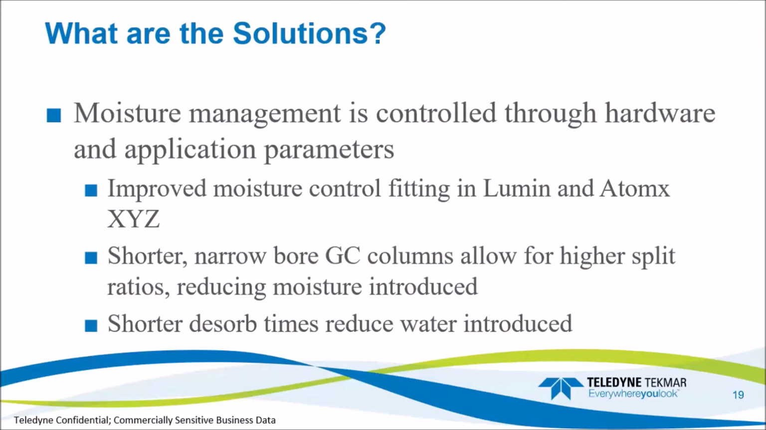Other things that we can look at for controlling that moisture, not through the hardware that we have designed, but through smart method parameters on the GC side. And that can help you get some time back too. By using shorter, narrow bore GC columns that allow for higher split ratios, we can not only push a lot of that water vapor off through the split, but also increase the flow rate through the trap during desorption, allowing us to shorten that desorb time and further eliminate water.